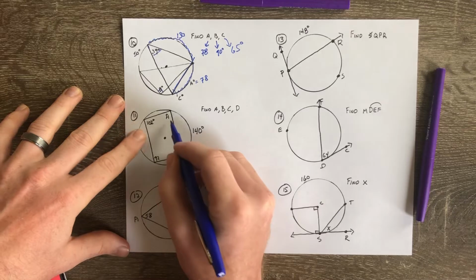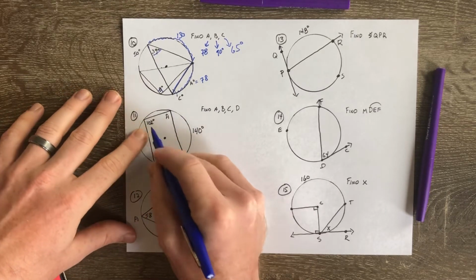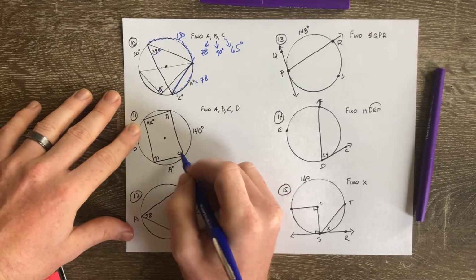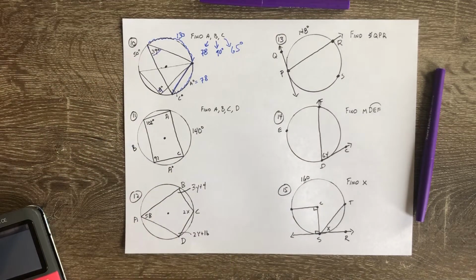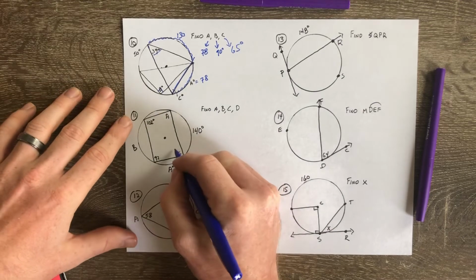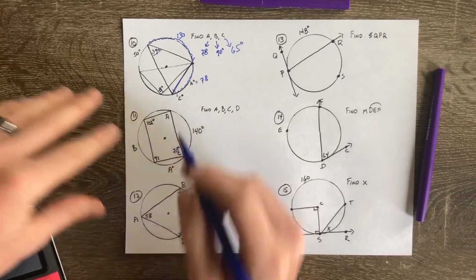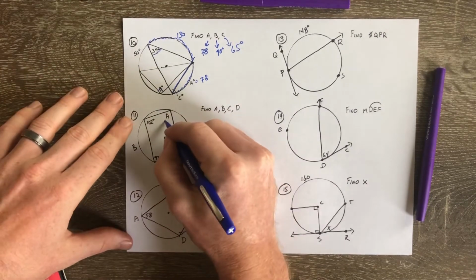So I know that A has to be supplementary to 92, and C has to be supplementary to 102. So if I go 102 minus 180, I'll get 78, so I just found this to be 78 degrees. And then same thing here, if I do 180 minus 92, I get 88 degrees.